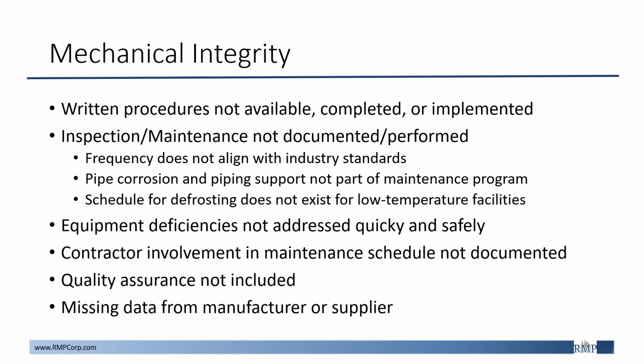It is also important that equipment deficiencies are put as a top priority on a work order list to ensure that they are addressed quickly and in a safe manner. And it is also important that any contractor involvement in maintenance schedule is documented so that it is properly tracked and any action items that are developed out of this type of maintenance are in fact fulfilled.